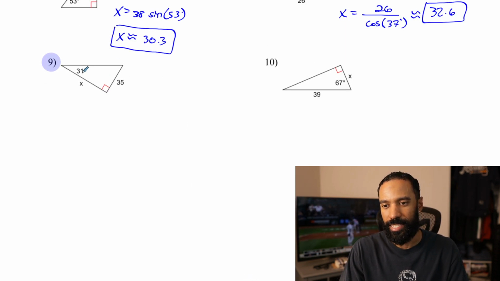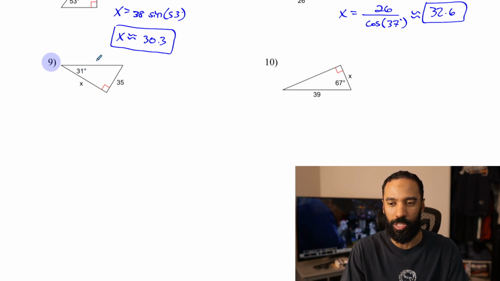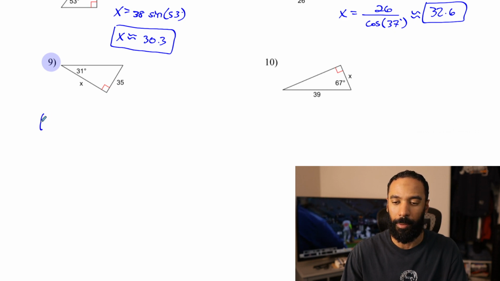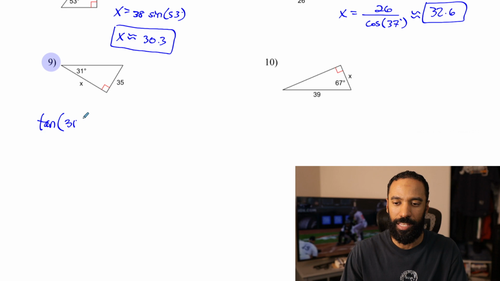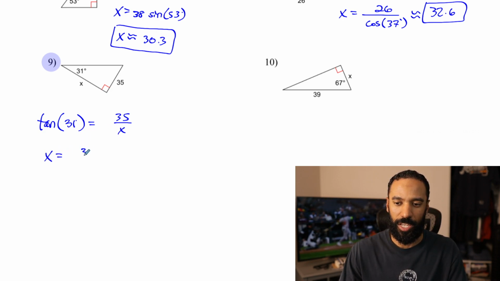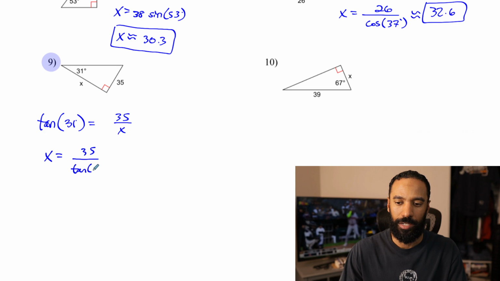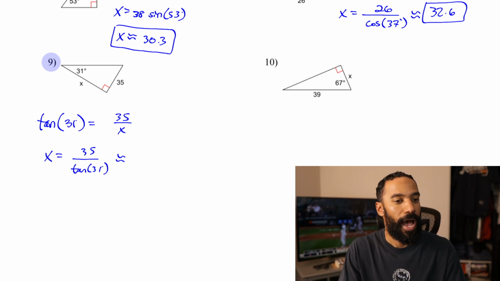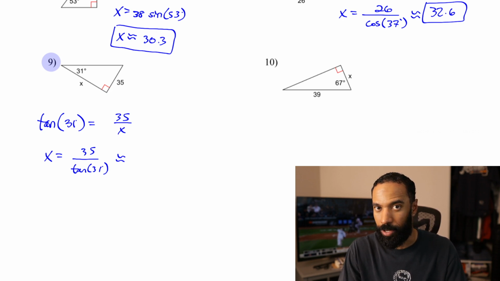Number 9 looks like a tangent problem, opposite and adjacent. Remember, the hypotenuse is this guy opposite the right angle. We don't know hypotenuse. We don't care about hypotenuse. We care about the adjacent leg that we got to get given this angle and the opposite. 35 is the opposite. Adjacent is x. Switch places, right? Multiply both sides by x, divide both sides by tangent of 31. And we are getting about, I don't know. I expect it to be more than 35, though.